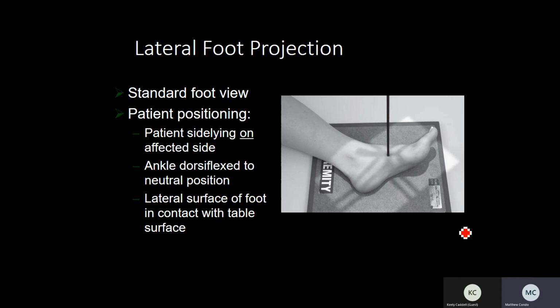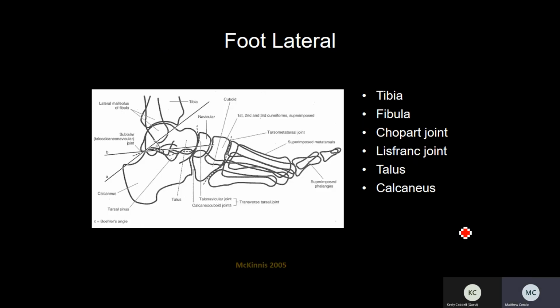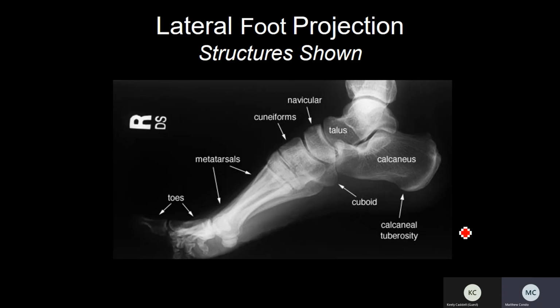This is how the foot lateral projection is going to look. Again, the foot's going to be placed in neutral plantar flexion and dorsiflexion. The beam is going to be shot from medial to lateral, and the entire lateral surface of the foot is going to be in contact with the table. This is what the lateral view is going to look like. This is going to be really key and important for viewing things like the calcaneus. It's also very important for giving myself another perspective of that Chopart joint and Lisfranc joint. This is what a lateral view is going to look like.